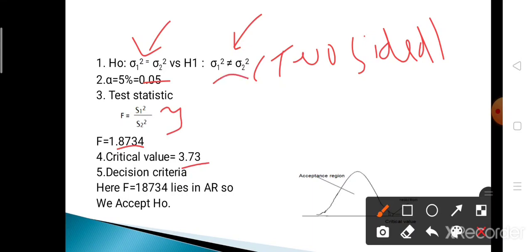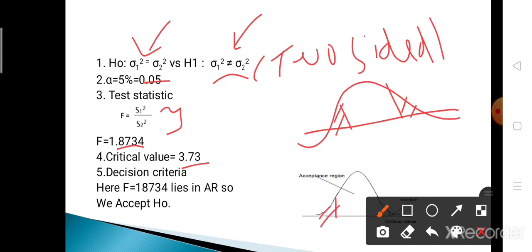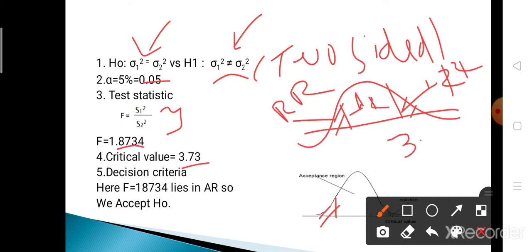So the given test is a two-sided test. So there are two rejection regions, one on the right side and one on the left side. This one is the rejection region, this one is the rejection region, and the middle is the acceptance region. So the table value is 3.73. The right side point is the positive table value and this point is the negative table value. So this F, 1.8734, lies in which region?